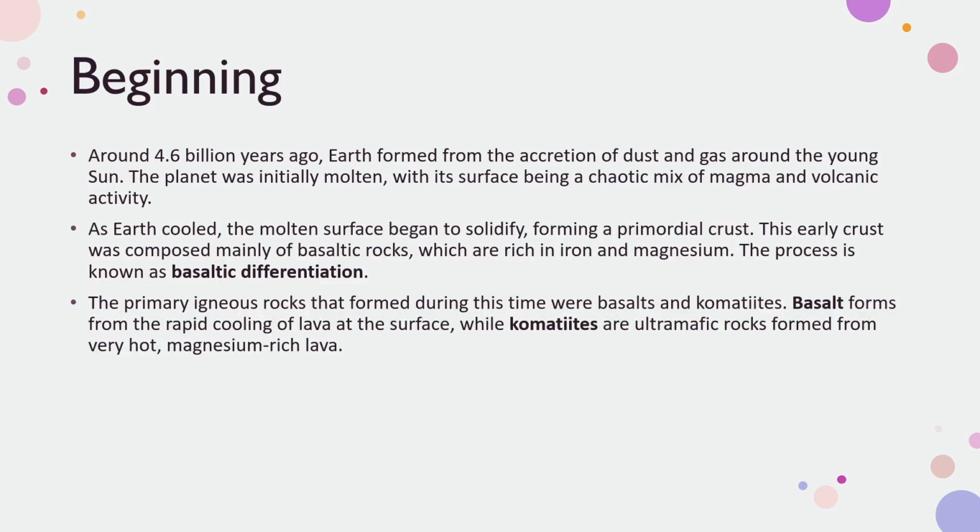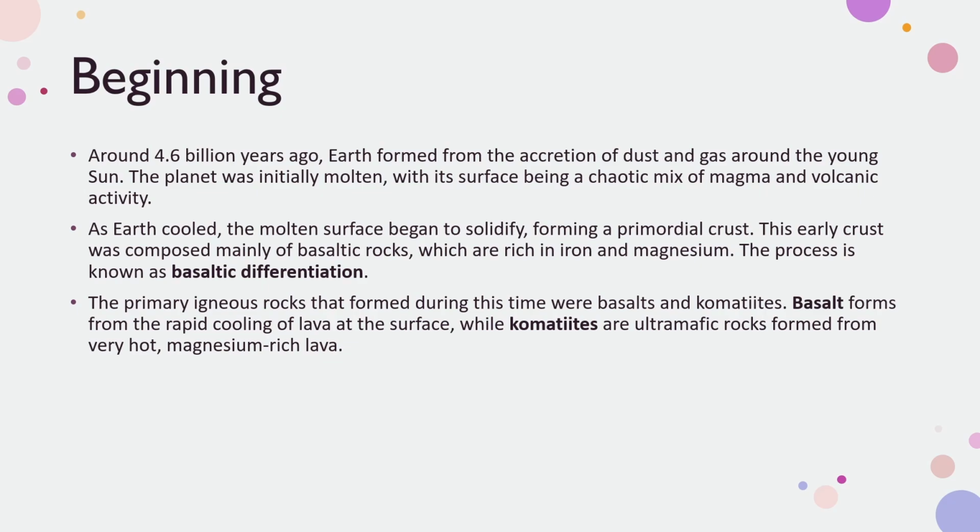Around 4.6 billion years ago, Earth formed from the accretion of dust and gas around the young sun. The planet was initially molten, with its surface being a chaotic mix of magma and volcanic activity. As Earth cooled, the molten surface began to solidify, forming a primordial crust. This early crust was composed mainly of basaltic rocks, which were rich in iron and magnesium. The process is known as basaltic differentiation.